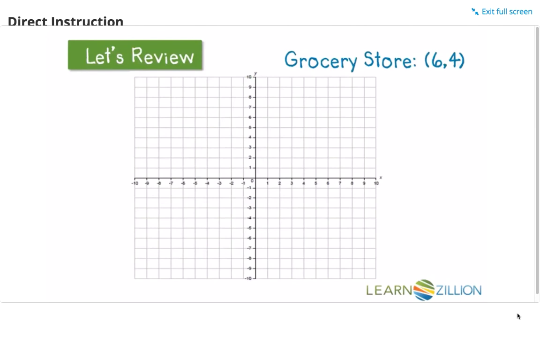Let's review. The location of a point is given as an ordered pair x, y. To plot a point, you move on the x-axis the distance of the first coordinate, and then on the y-axis the distance of the second coordinate. So to plot the location of the grocery store at 6, 4, I would first travel right 6 spaces on the x-axis, and then I would move up 4 spaces on the y-axis from where I ended at the x-axis to put the grocery store at 6, 4.